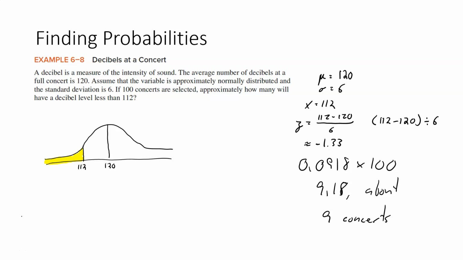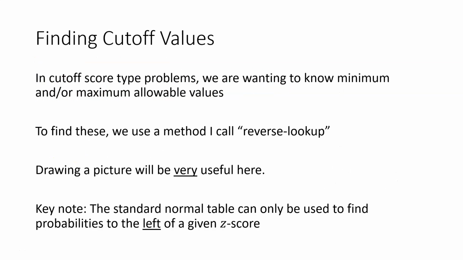There we go. So now we're looking at cutoff score type problems. The goal there is to find a minimum or maximum, or both if it's a between type problem, both allowable values. And to find those, we're going to do something I call reverse lookup.